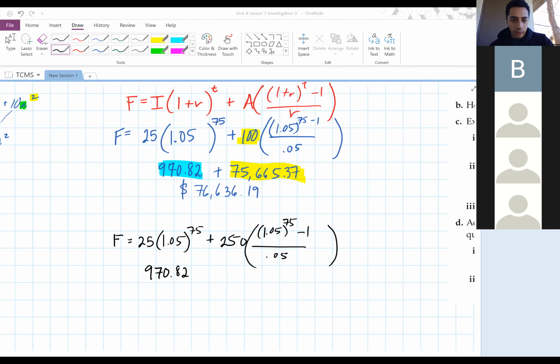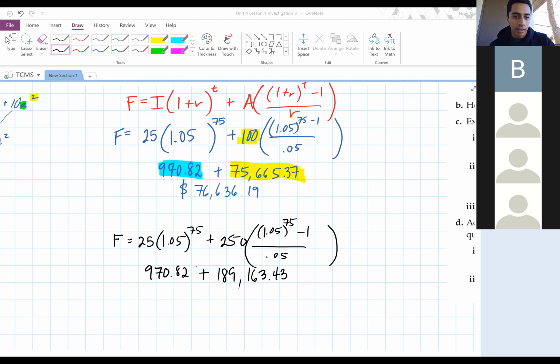Okay, so 1.05 to the 75th power minus 1 divided by 0.05. And then we multiply this by 250. All right, so this will then generate 189,163 with 43 cents, right? So clearly that reaches the goal. Like, way past the goal there.